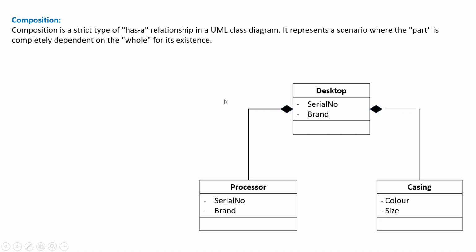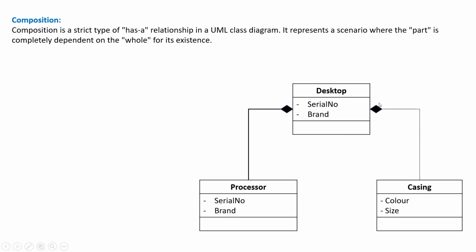So composition is a strict type of a has-a relationship in a UML class diagram. It represents a scenario where the part is completely dependent on the whole for its existence. Composition is indicated with the black diamond that you can see here. And how we can read this is, the whole has a part, right? Desktop has a processor and has casing, right?